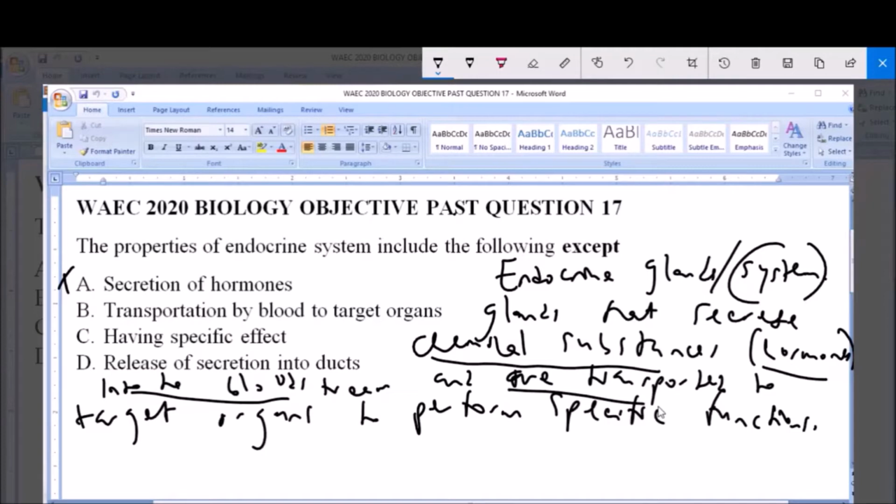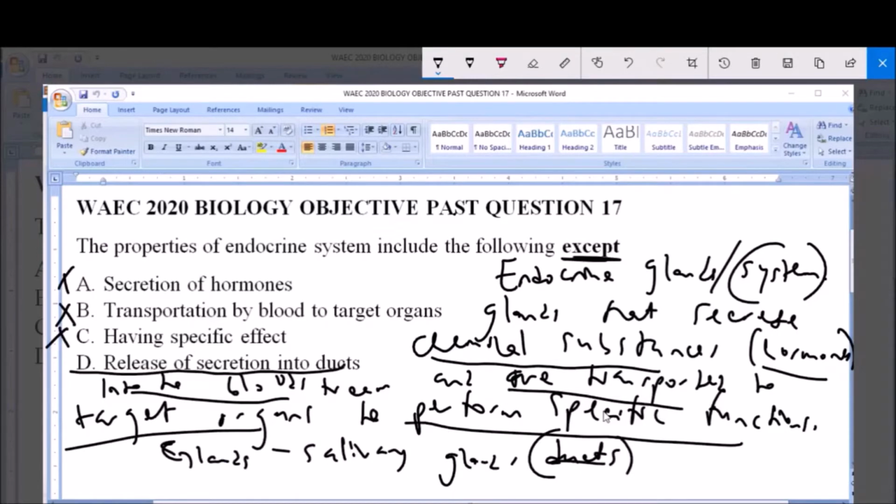Now, release of secretion into ducts is the correct answer to this question, as it is not a property of the endocrine system. Now, there are glands such as the salivary glands, which release their secretion into ducts, narrow tubes known as ducts. However, endocrine glands that secrete hormones do not release their secretion into ducts. They release them directly into the bloodstream, and then the blood transports them to target organs where they perform specific functions. The glands that release their secretion into ducts are known as the exocrine glands.